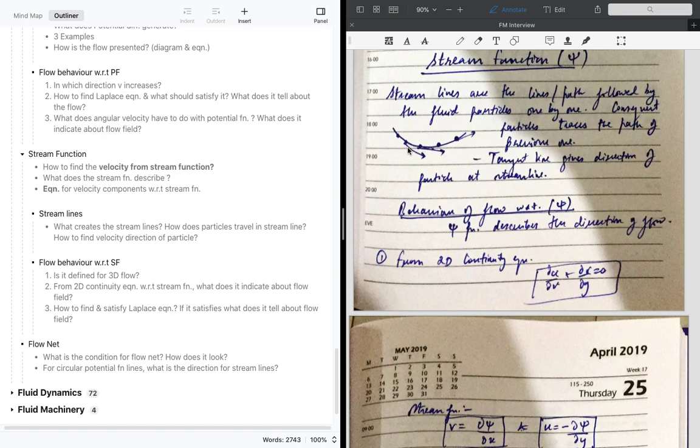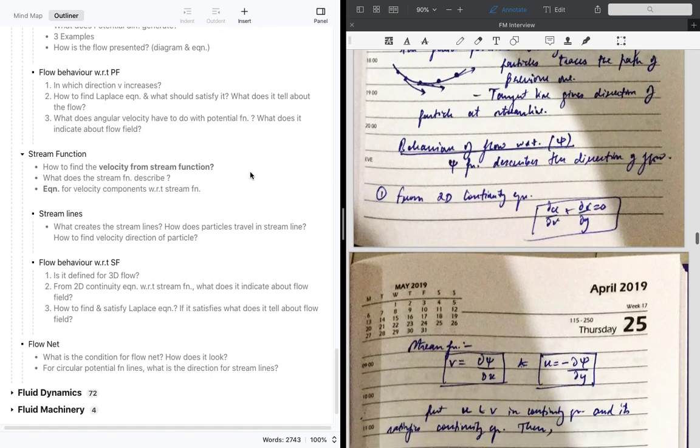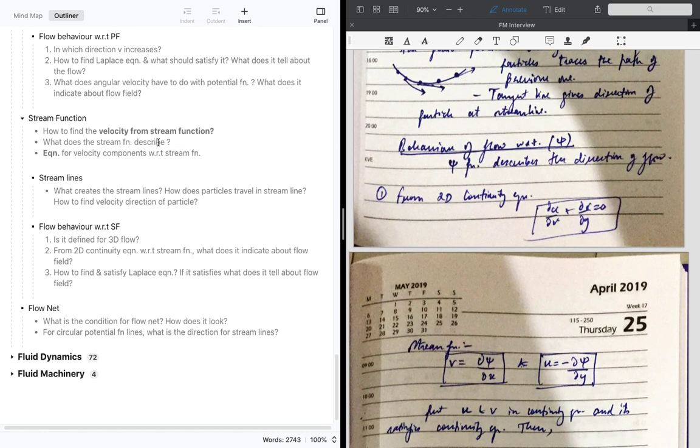So when certain particles pass through a particular point and we track it, the velocity tangent at this particular point will be the same for all the particles. And when we track all these particles, it creates a streamline. And no two streamlines will be perpendicular to each other. They're always parallel to each other. So the tangent line gives the direction of the particle at the streamline. Okay. So how to find the velocity from the stream function?